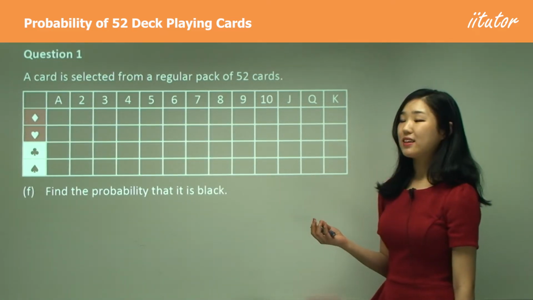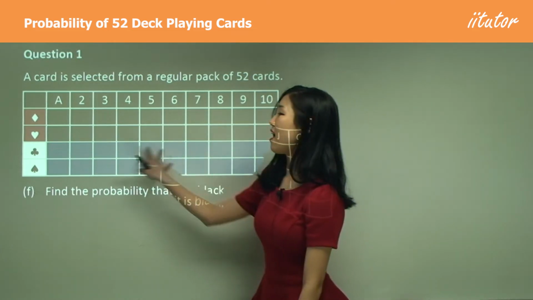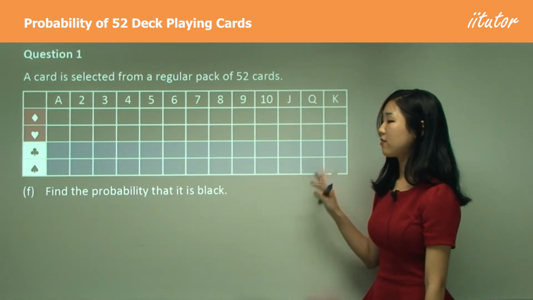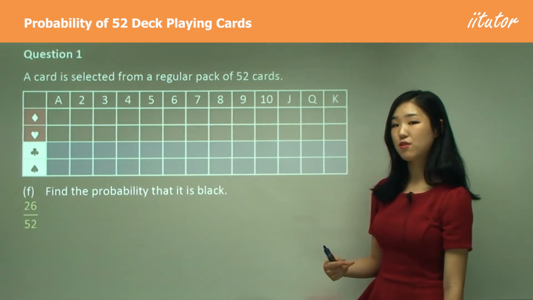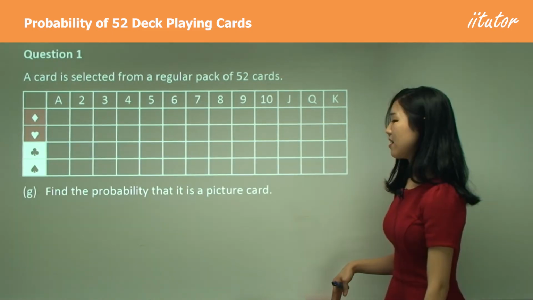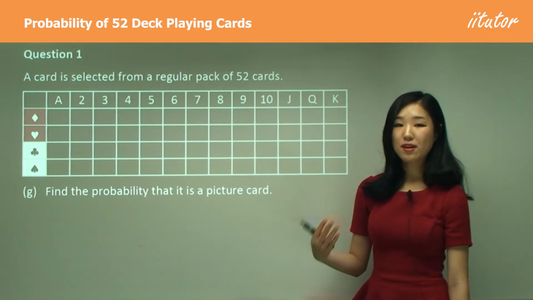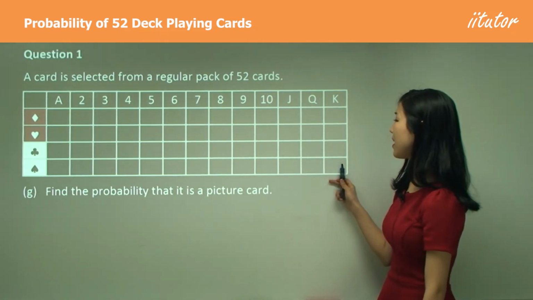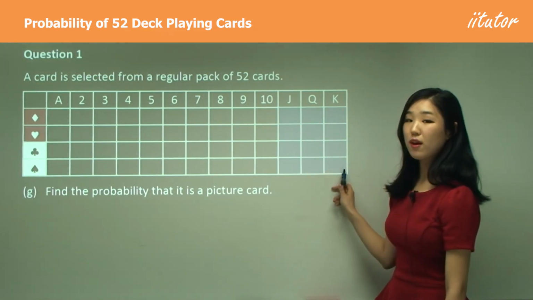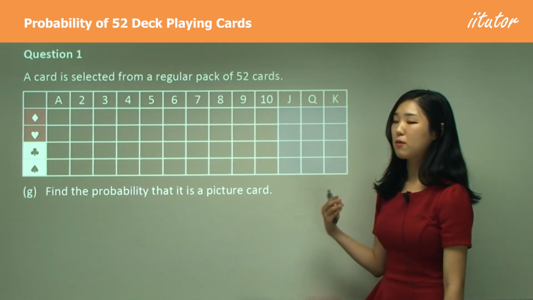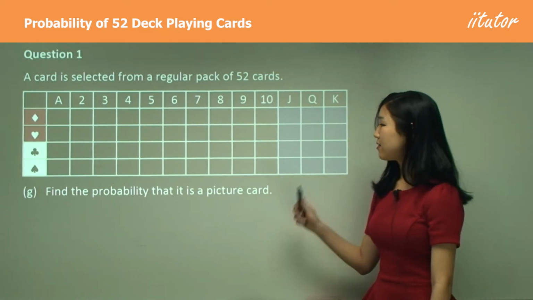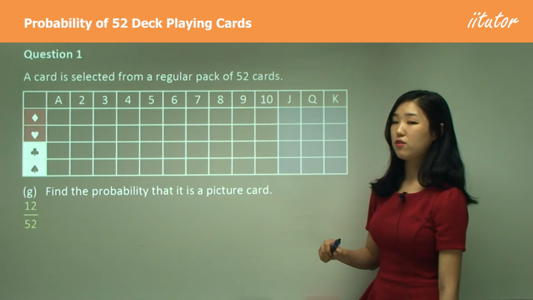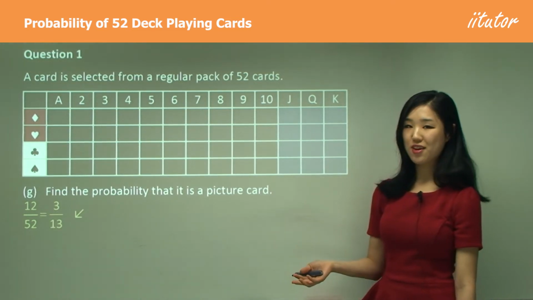F, that it is black. Black is exactly half, just this part here. So it's simply 26 out of 52, which is exactly half. G, that it is a picture card. Now, picture card is the court cards that I've mentioned, the Jack, Queen and King. So these 3 are the picture cards, or sometimes you call it a court card. So it's simply 12 out of 52, which is simplified to 3 on 13.